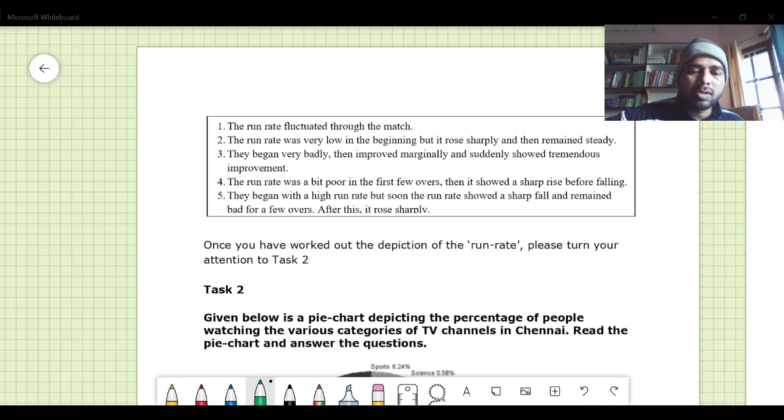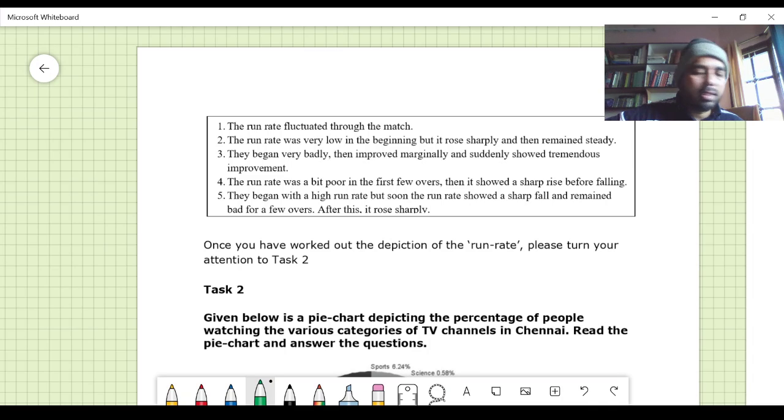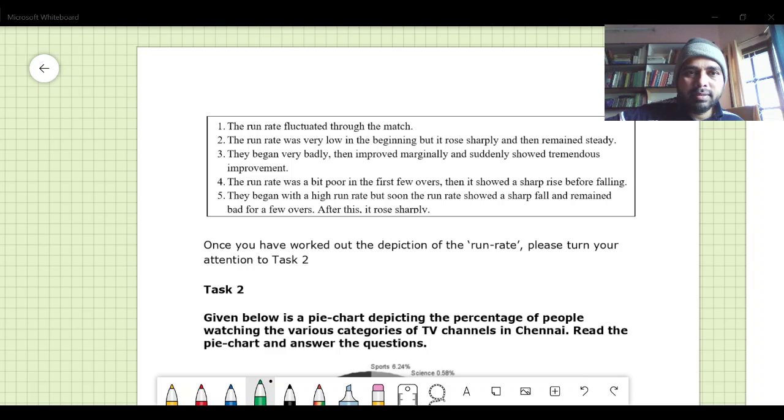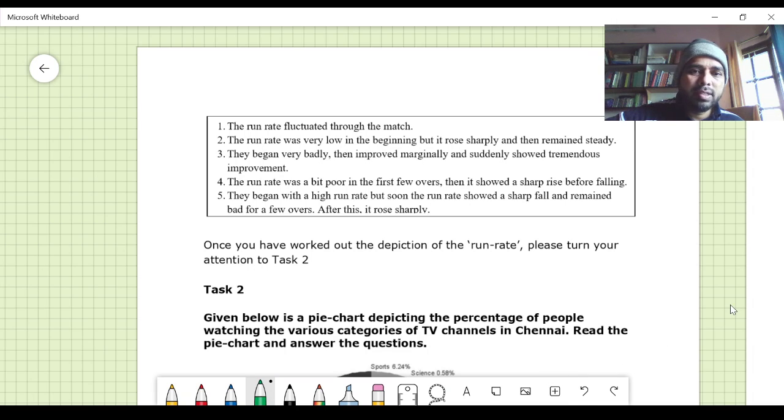We perhaps saw the graphs about the run rate, the fluctuation of the run rate. I think you can see that, right? So that is how the run rate fluctuated through the match. There was a low beginning and it rose sharply. And I told you there was some mistake in the graph, but still it is very close to correctness.